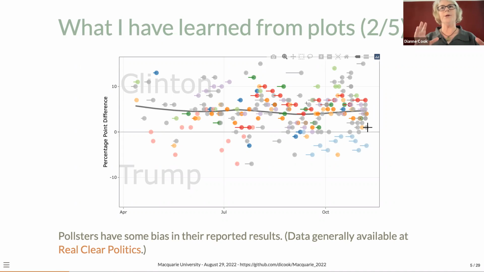But one thing that you learn when you look at polling data in the US is that there is a difference in the average for each pollster. So some pollsters tend to produce results that are several points above for one candidate versus another pollster.